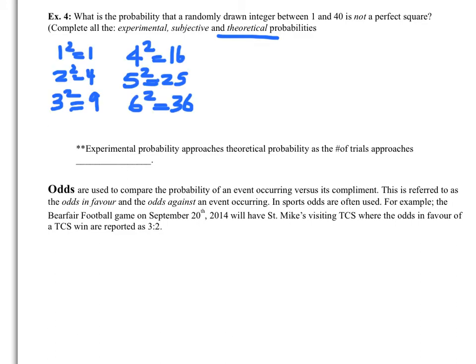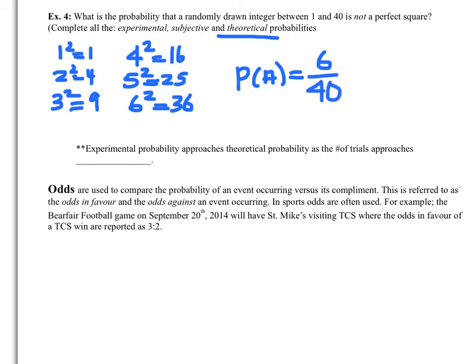Okay, Mr. Langford, I've written down all the possibilities between 1 and 6 that have perfect squares between 1 and 40. So, since there are 6 perfect squares between 1 and 40, the probability of event A, where event A is equal to drawing a perfect square between 1 and 40, is equal to 6 over 40.